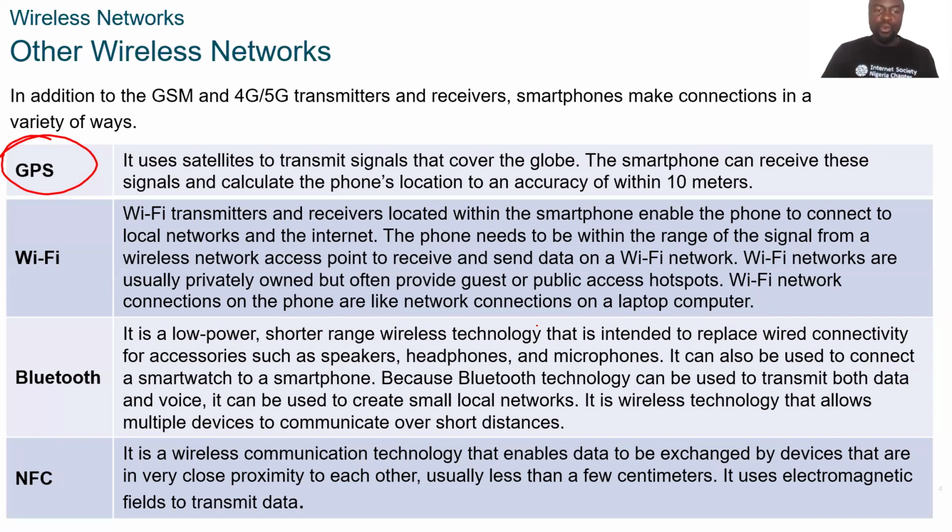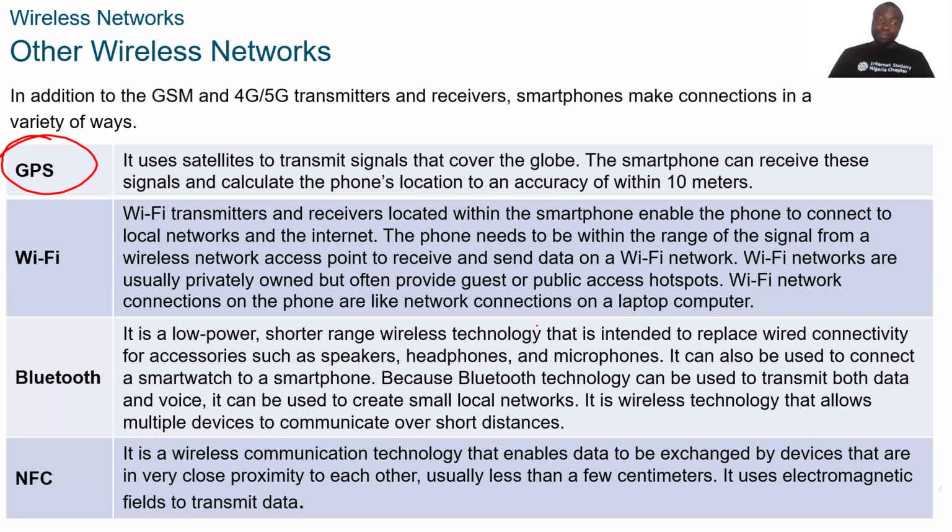Okay, we were talking about Wi-Fi. Wi-Fi transmitters and receivers located within the smartphone enable the phone to connect to local network and the internet. So the phone needs to be within the range of the signal from the Wi-Fi or wireless access point to receive and send data on Wi-Fi network. Wi-Fi networks are usually privately owned, but often provide guest or public access hotspot. So Wi-Fi network connections on phones are like connection on a laptop computer.